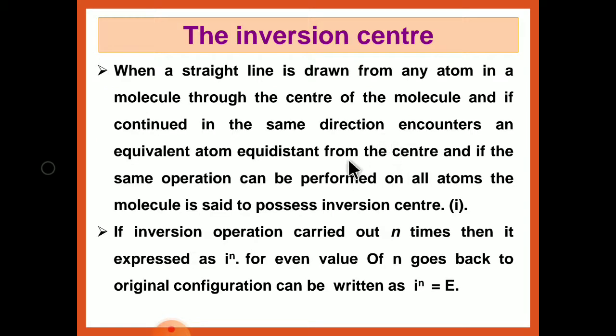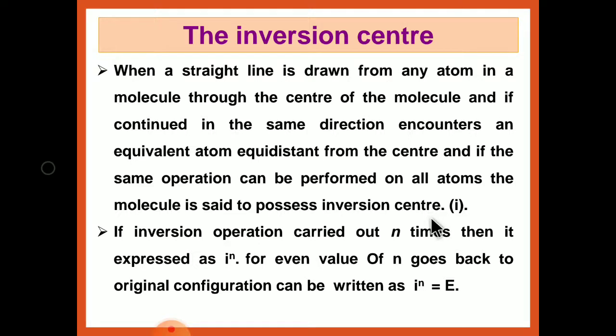First is the inversion center. When a straight line is drawn from any atom in a molecule through the center of the molecule, and if continued in the same direction it encounters an equivalent atom equidistant from the center, and if the same operation can be performed on all the atoms, the molecule is said to possess an inversion center i. i is the symbol which represents the inversion center. This definition we can explain with the help of a diagram.